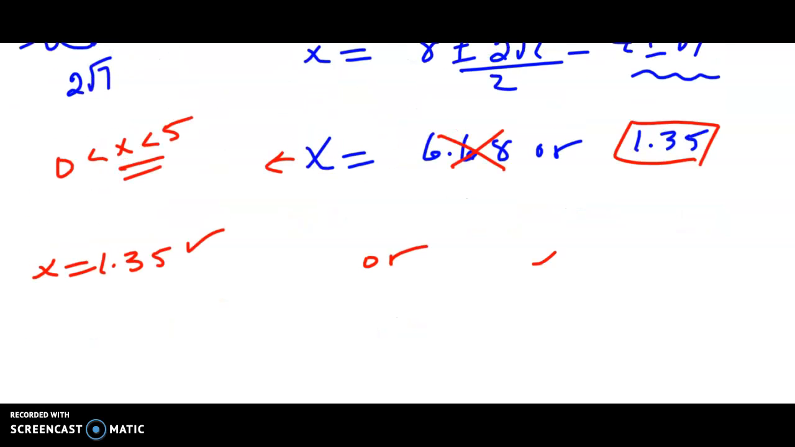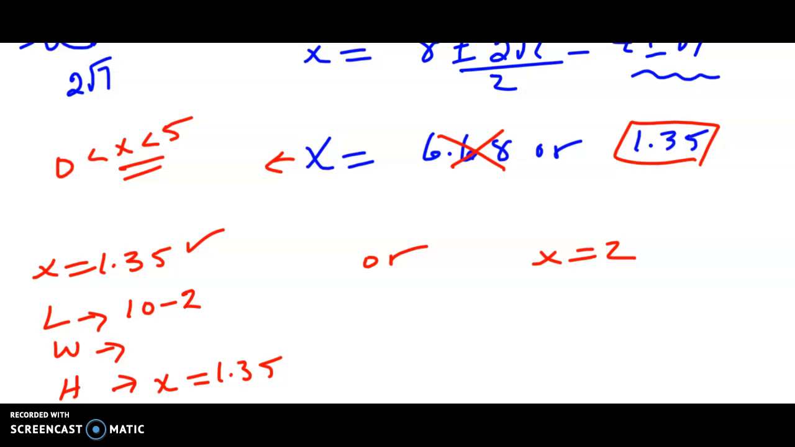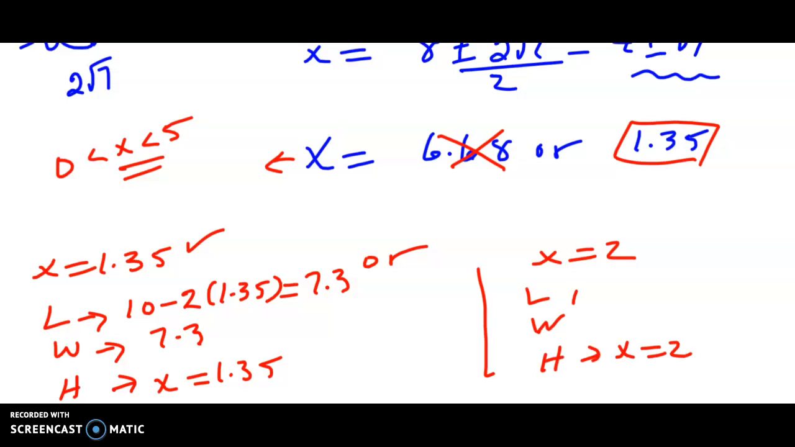So how do I find the rest of my values? If I want to find the length, width, and height, remember what height was. Height was the value of x, so that's 1.35. The 10 minus 2x, which I know was 1.35, will give me the remaining value, which is 7.3. So I know the width is also 7.3. If x equals 2, then I know height is 2. And if I plug in 2 for my length, I get 10 minus 4, which is 6.